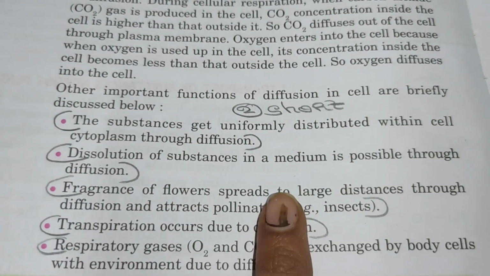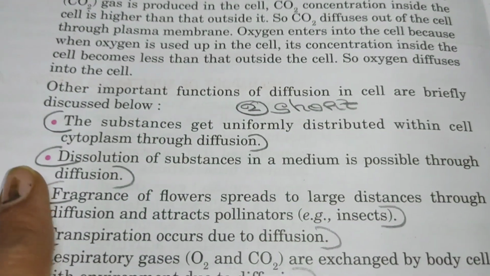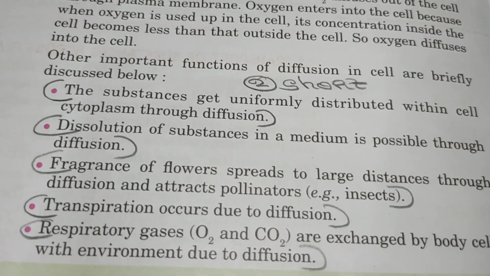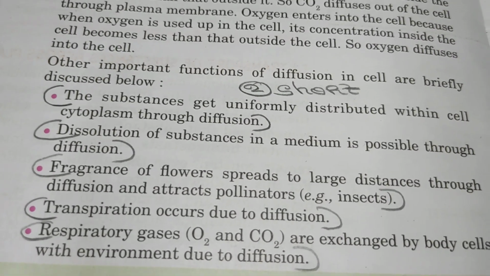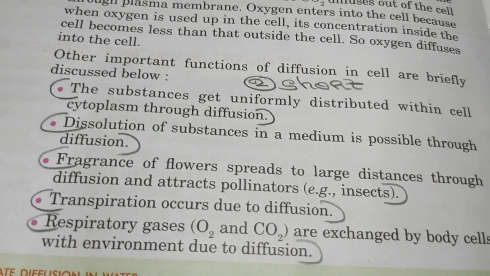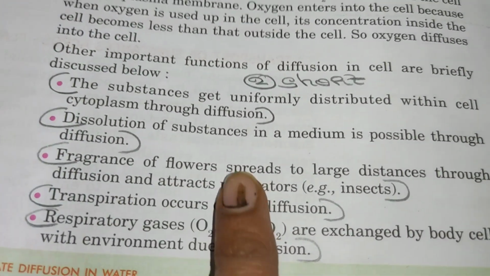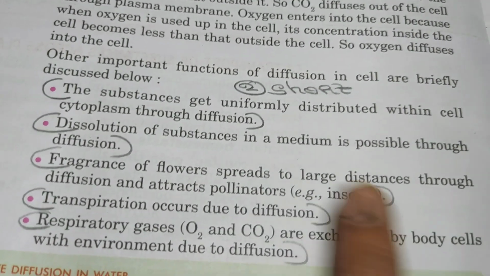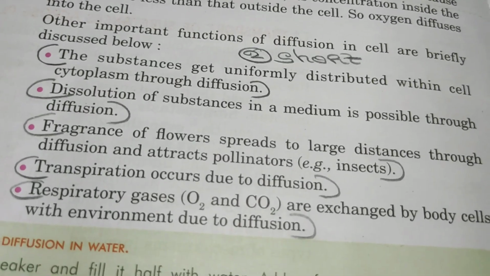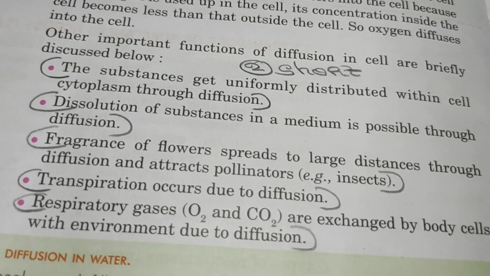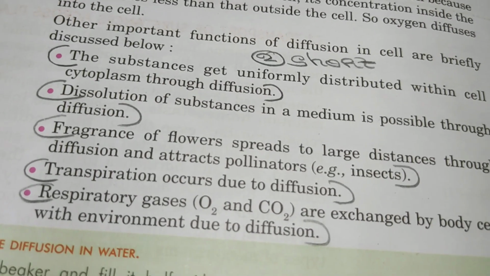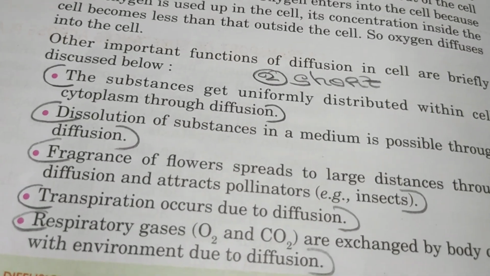Then, dissolution of substances in a medium is possible through diffusion. Because of diffusion only, the substances we put in a liquid medium will get dissolved. Then the fragrance of flowers spreads to large distances through diffusion and attracts the pollinators. Pollinators like insects, so pollination occurs because of the fragrance of flowers, and it spreads because of diffusion only to a very long distance.